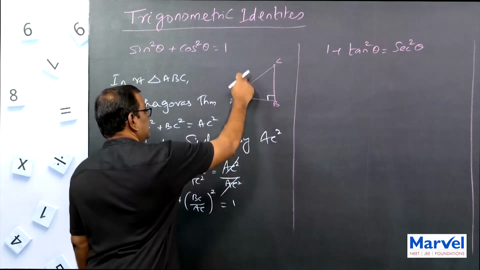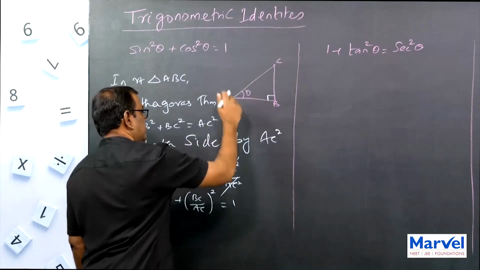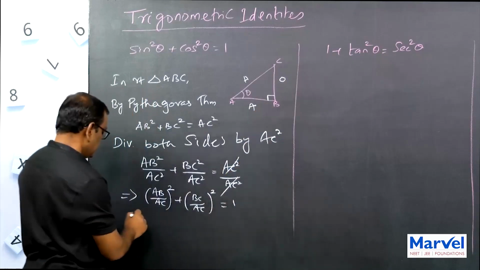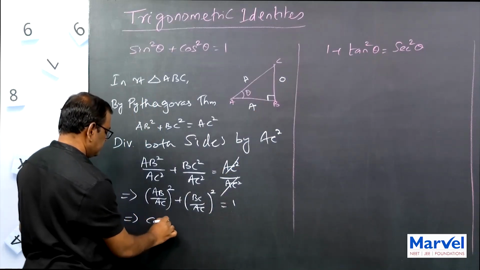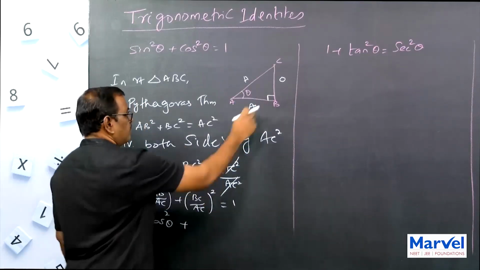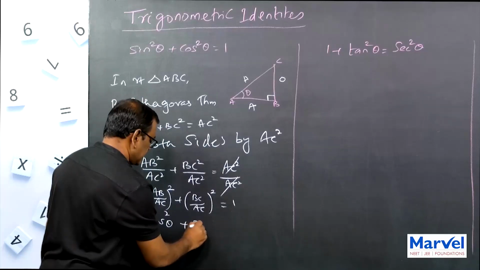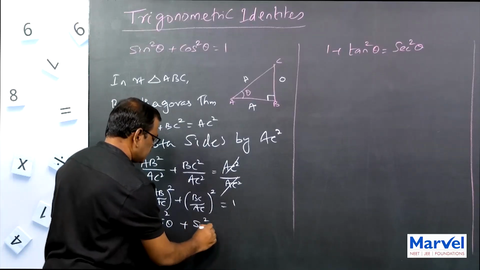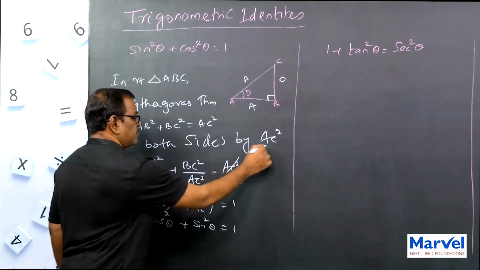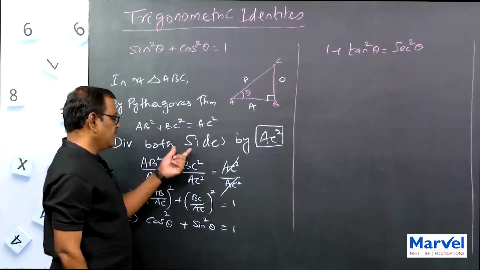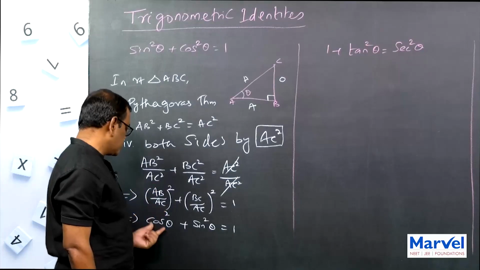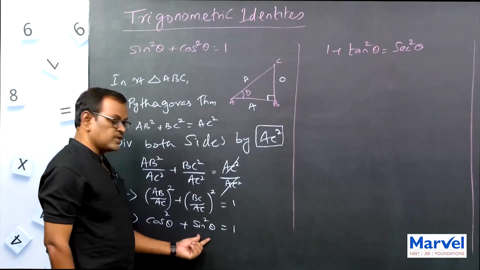AB by AC, adjacent side by hypotenuse. This is the adjacent side, this is the hypotenuse, this is the opposite side. So this is equal to cos theta the whole square. BC by AC, that is opposite side by hypotenuse, this is sin theta. So cos square theta plus sin square theta equal to 1. So how to prove this? This part is very important. Divide by AC square. If you divide by AC square, the right side becomes 1 and the left side becomes cos theta the whole square, that is cos square theta, and sin theta the whole square is sin square theta.